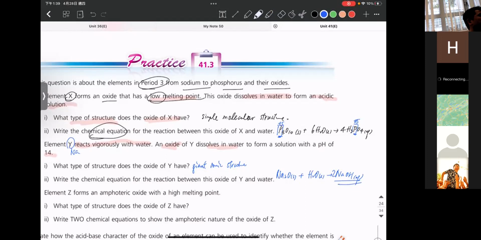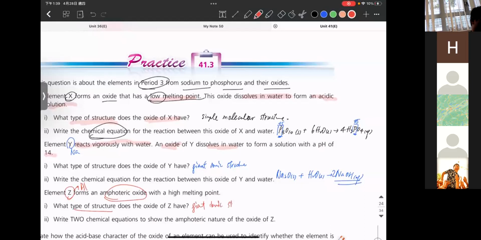How about number 3? Element Z forms an amphoteric oxide, a very important term. Amphoteric oxide, the only choice. What is it? Z is aluminium. So what type of structure does aluminium oxide have? Still a giant ionic structure.